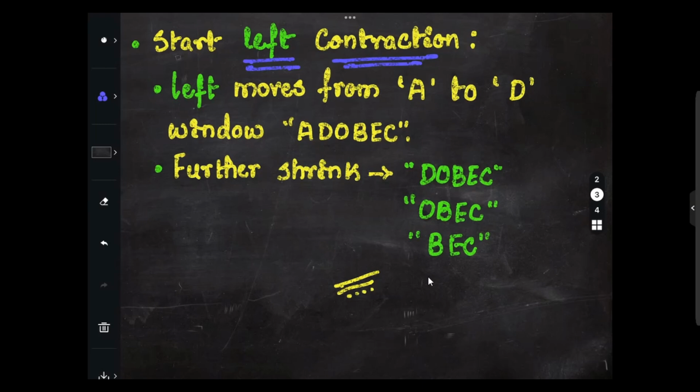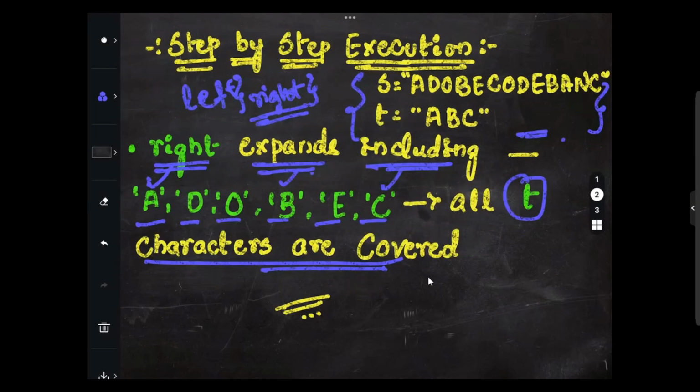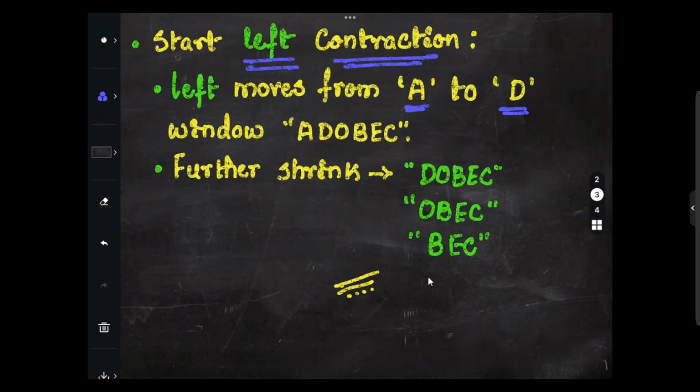So we have to move the left forward, meaning we have to increment the left. Left moves from A to D here in this case. Sorry, this one A to D, not this one. Sorry, I just got confused. This one I'm speaking of. Left moves from A to D here. The window from A to D is nothing but ADOBEC, right?